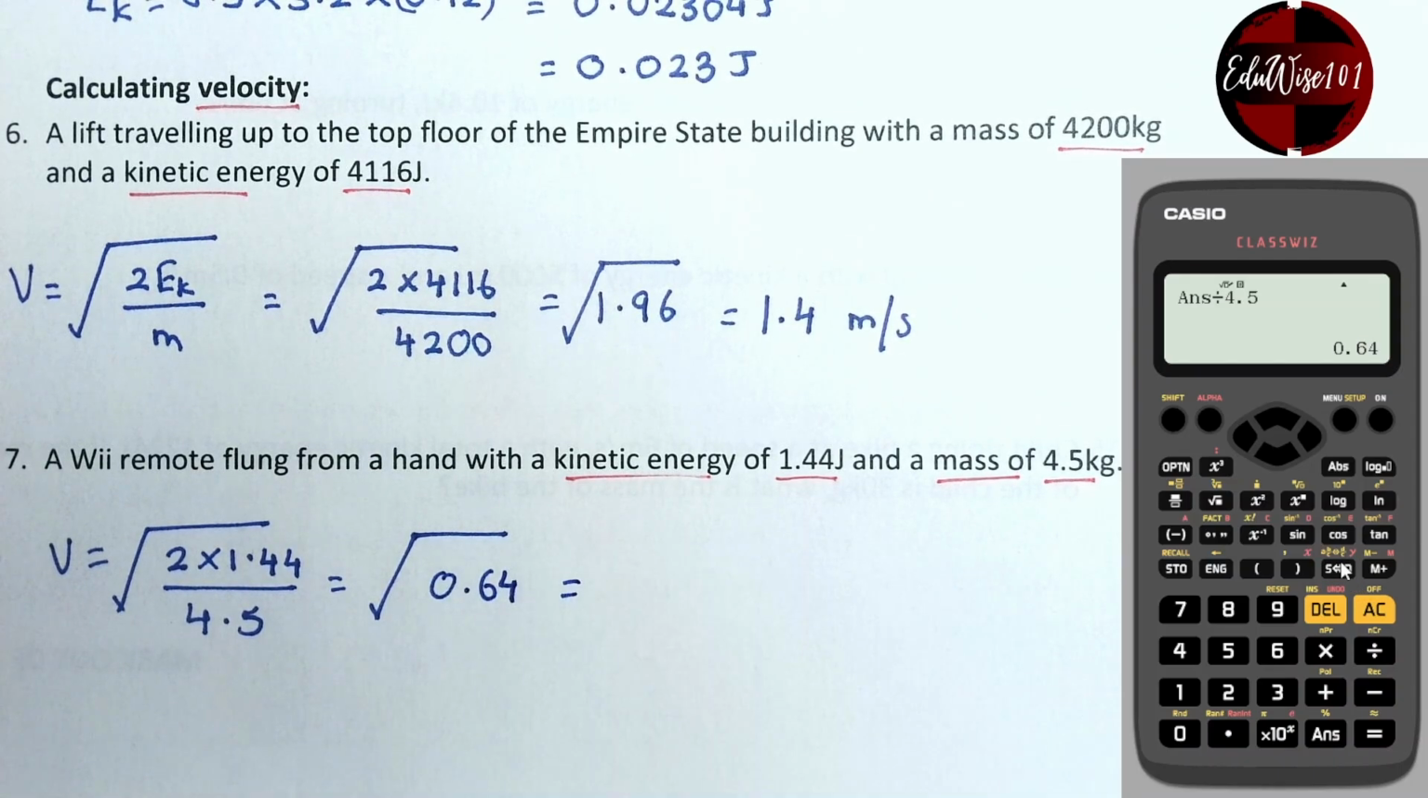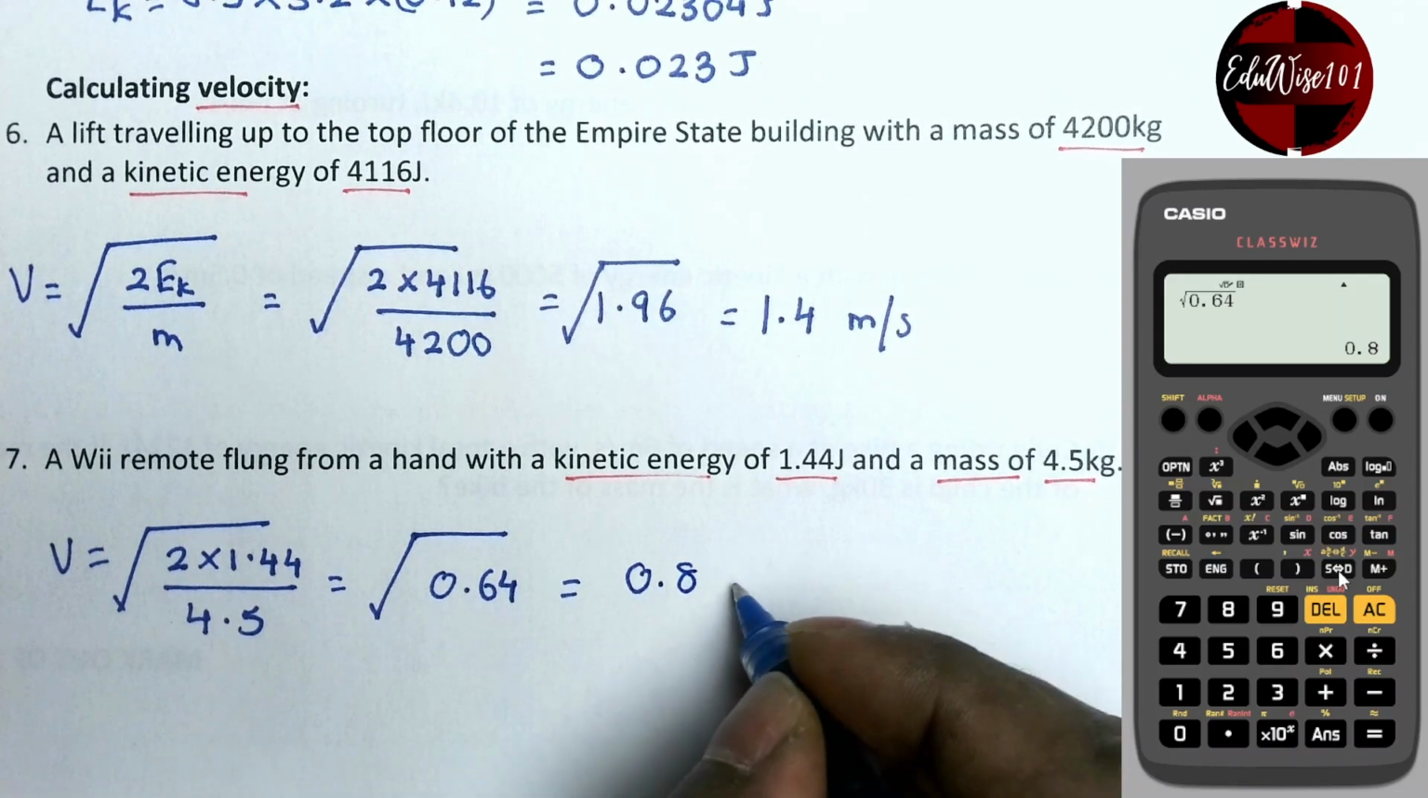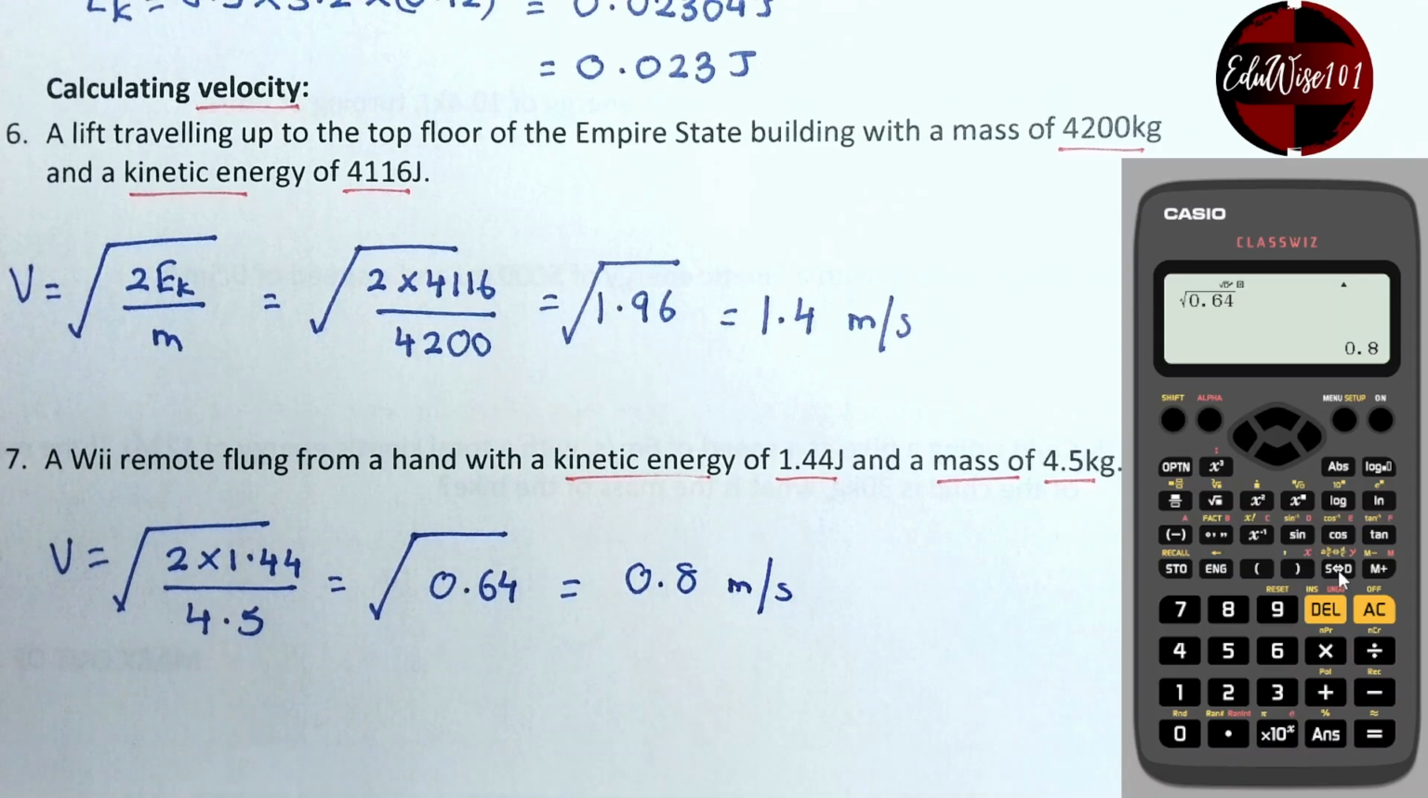0.64. So the square root of 0.64, square root of 64 is 4 over 5, which is 0.8. 0.8 meters per second. Next question.